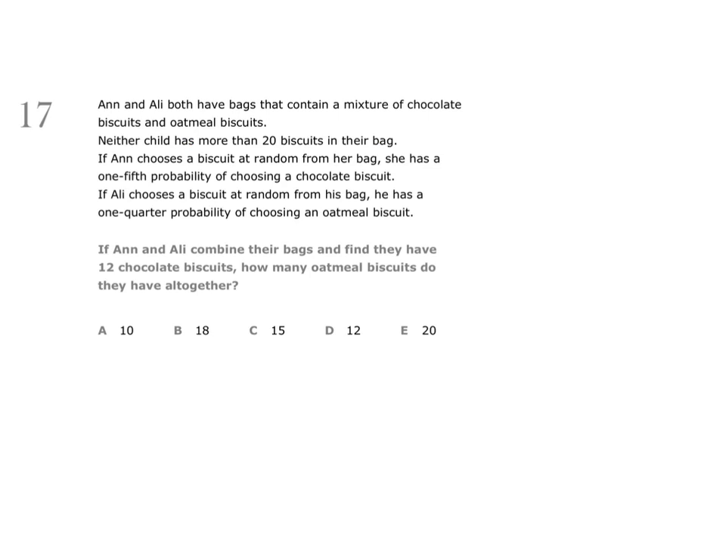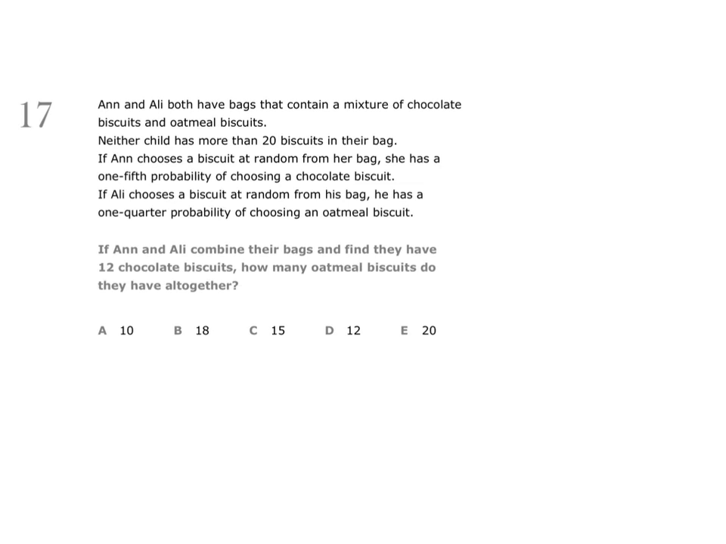17. Anne and Ali both have bags that contain a mixture of chocolate biscuits and oatmeal biscuits. Neither child has more than 20 biscuits in their bag. If Anne chooses a biscuit at random from her bag, she has a 1/5 probability of choosing a chocolate biscuit. If Ali chooses a biscuit at random from his bag, he has a 1/4 probability of choosing an oatmeal biscuit. If Anne and Ali combine their bags and find they have 12 chocolate biscuits, how many oatmeal biscuits do they have altogether?